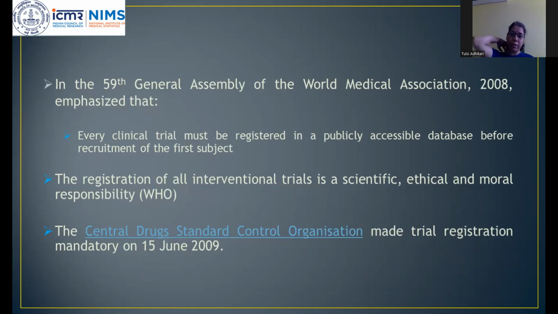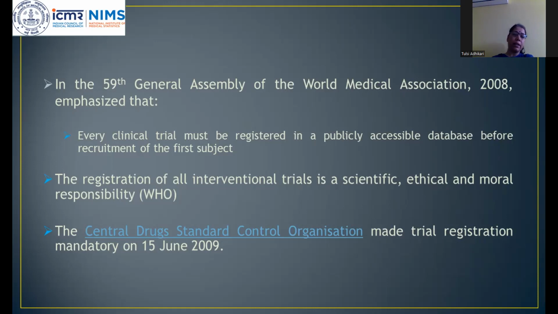Once the first subject has been registered in the trial, then the trial cannot be registered with CTRI. So the registration of all interventional trials is a scientific, ethical, and moral responsibility that WHO states.